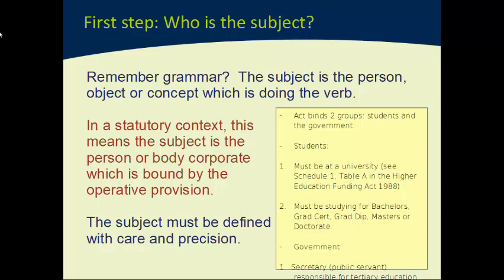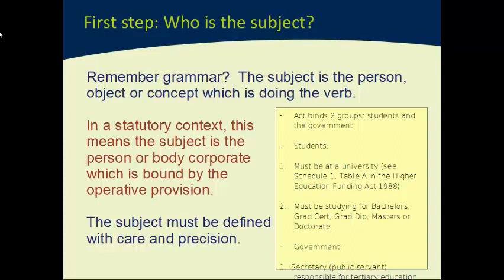Second thing we're going to have to do is impose a prohibition. We're going to have to say students must not lie about their circumstances in the application. And the third thing we're going to have to do is impose an obligation on the public service department to say, if you've got a valid application, you must pay.